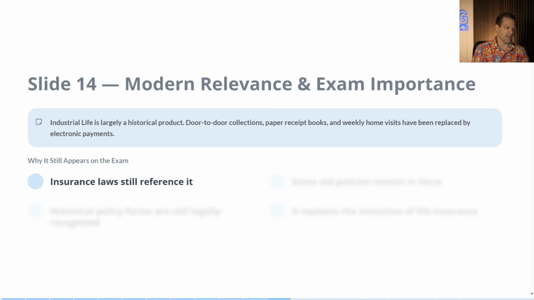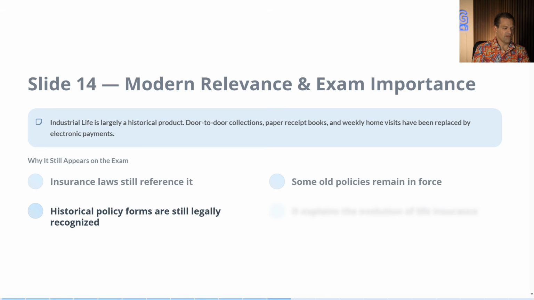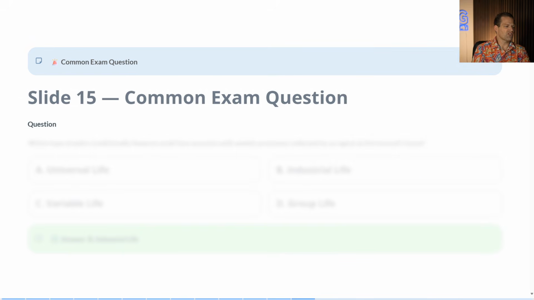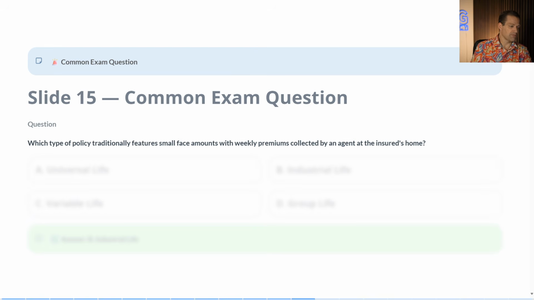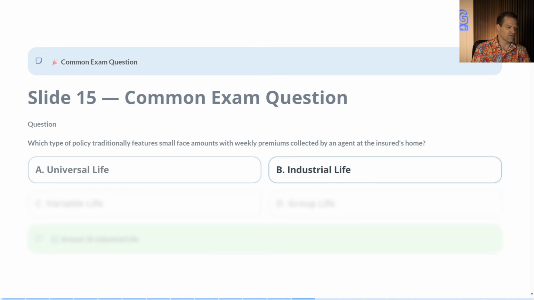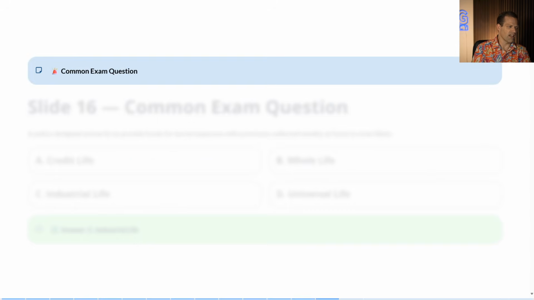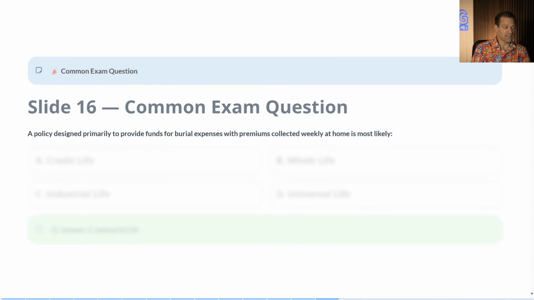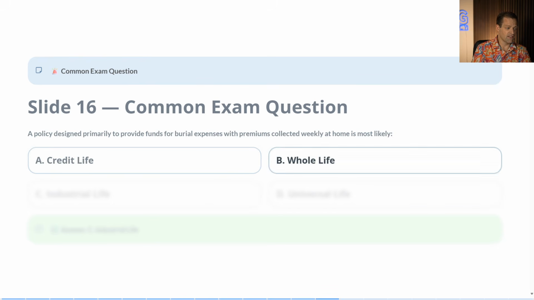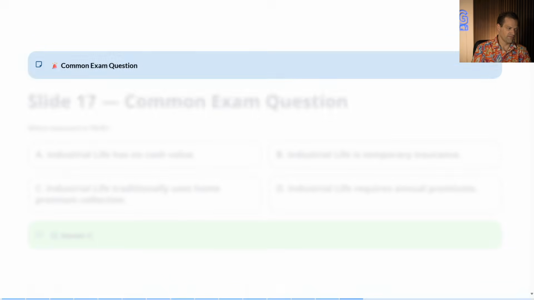So why is it on the exam? The laws still reference it. Some of these old policies, you'll see them still out there. It's crazy. And you just need to recognize them and understand that they're out here and understand how life insurance has changed. So some common exam questions include: which policy traditionally features small face amounts with agents visiting door-to-door? Of course, that's industrial life. A policy designed primarily to provide funds for burial with premiums collected weekly is, of course, called industrial life.